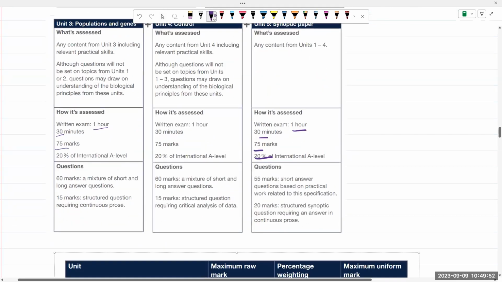Here the question 60 mark short, 15 marks for structured questions requiring continuous prose. Same for unit 4, but here we have critical analysis and data. For paper 5 or unit 5, 55 marks short answered based on the practical, which is related to the specification. As I told you, we'll take the specification of the practical from each unit and we will learn it. Then most of the marks, or 55 marks, will come related to that. 20 marks related to the answers or continuous prose as well.